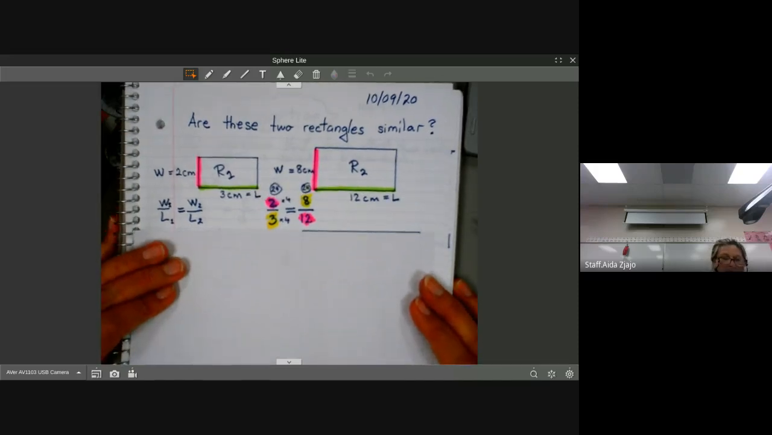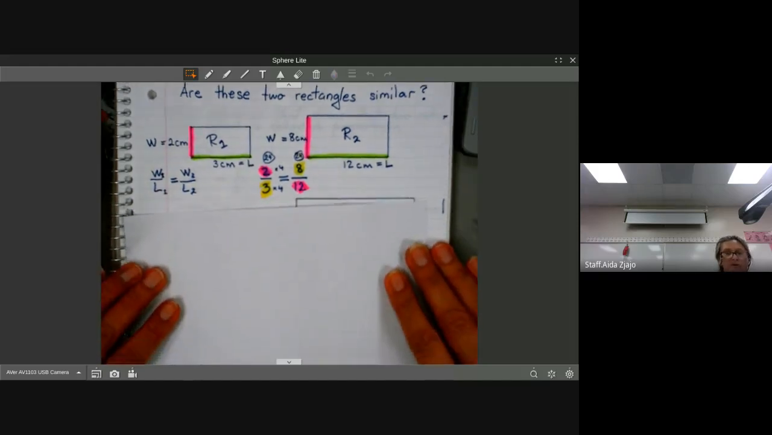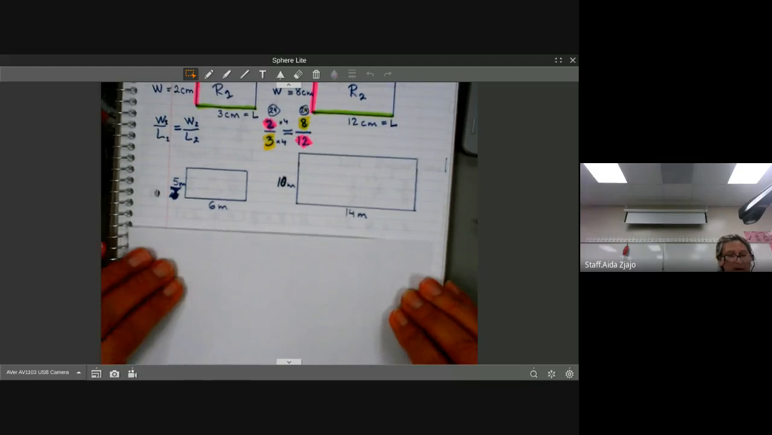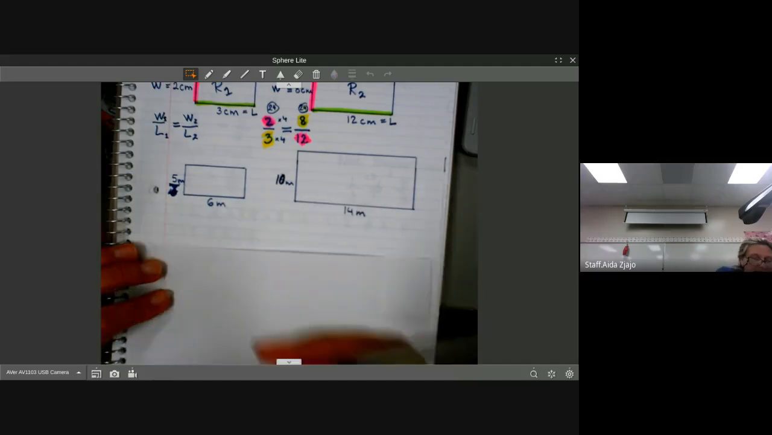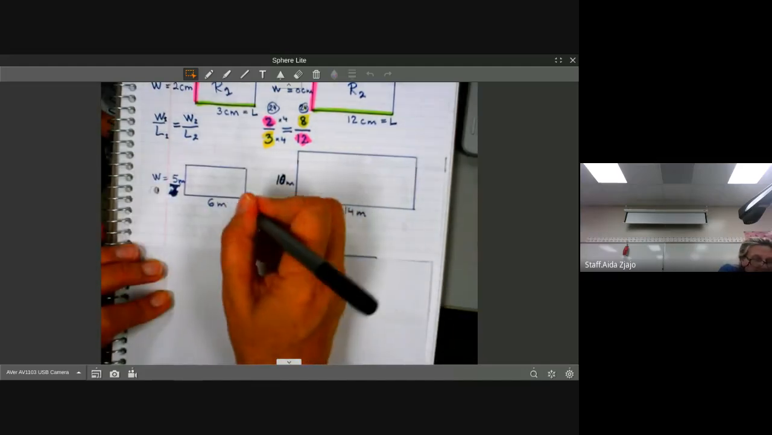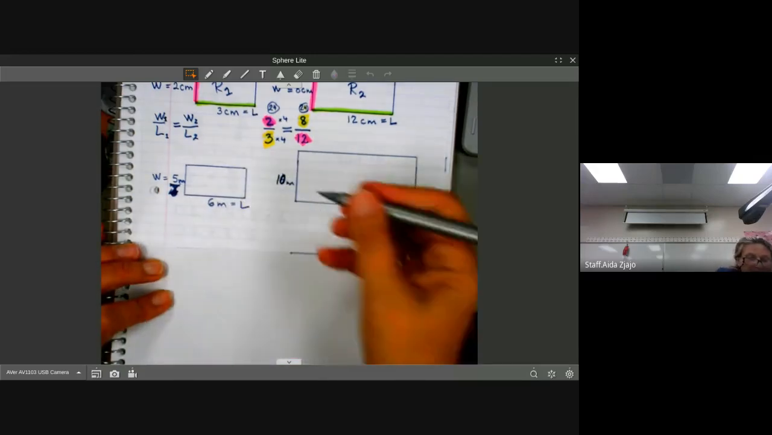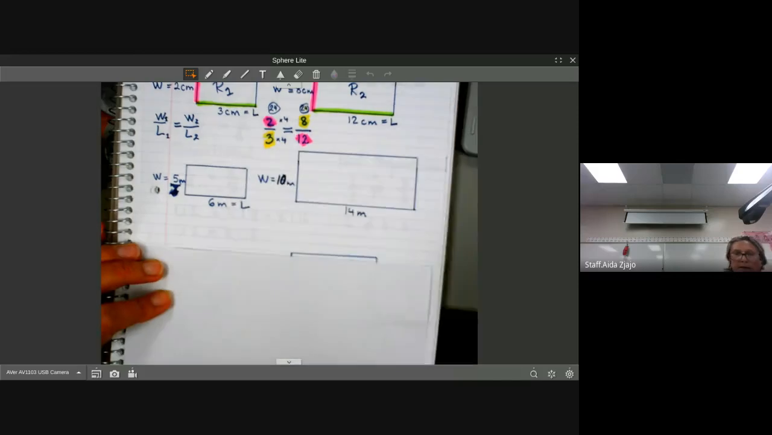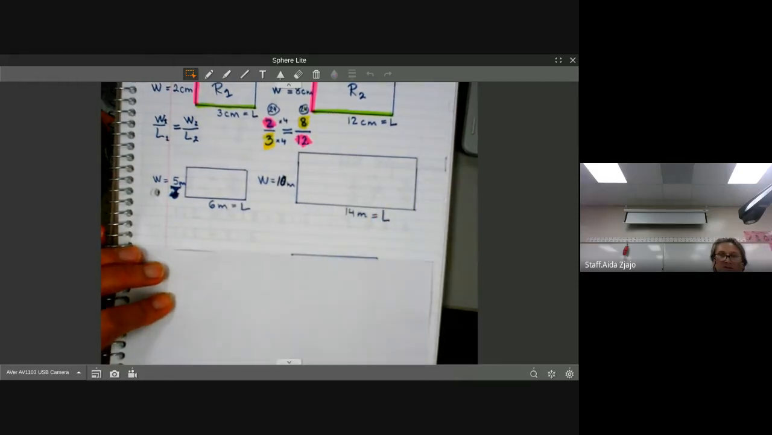And then we're going to move to the next one. Okay, so if you are done, this is one I just made up. My first rectangle has a width of 5 meters and a length of 6 meters, and the width of this second rectangle is 10 meters, and the length of this is 14 meters.